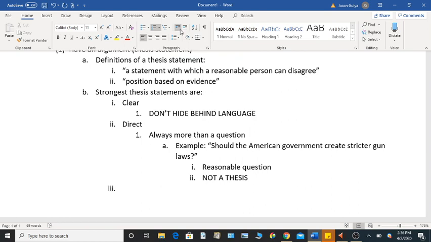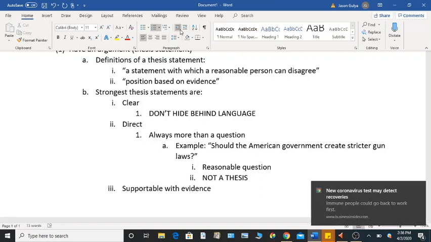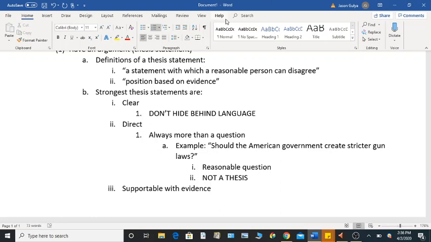The third characteristic of a strong thesis statement that I want us to keep in mind is that a strong thesis statement is supportable with evidence. So keep in mind that these papers are actually not that long. The rough draft of the advocacy paper is only about 2 pages long, and the final paper is only about 4 pages long. So try to make your argument specific enough so that you can support it within that time frame. It's actually not that long.